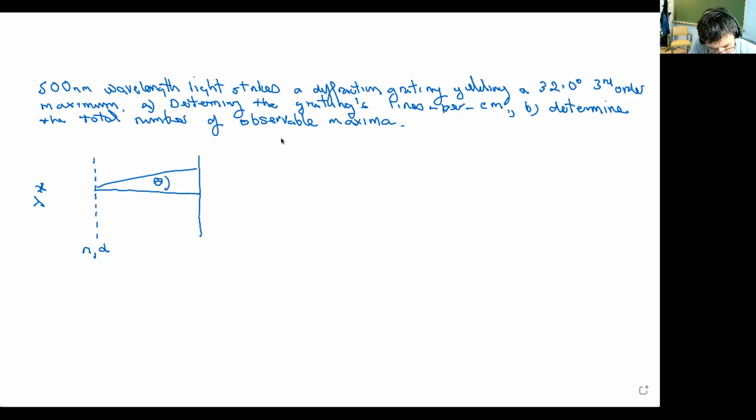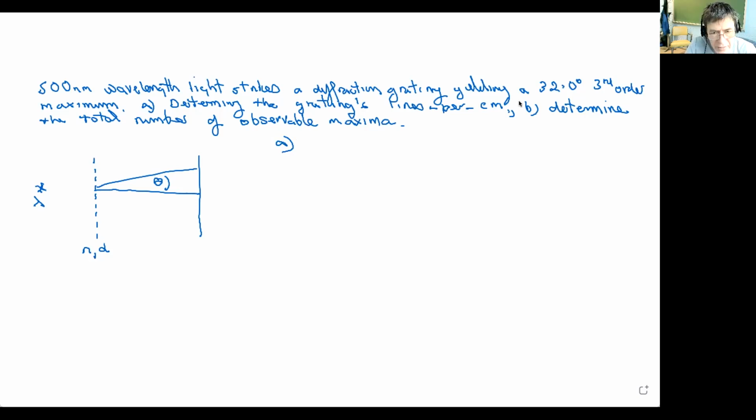So the first part of the problem, A, asks us to calculate the lines per centimeter of the diffraction grating. That's the number of lines, number of slits there are per centimeter of diffraction grating. We're actually going to do it by first calculating the separation between the slits of the diffraction grating, and then we'll convert that into the number of those slits, or the number of lines per centimeter.